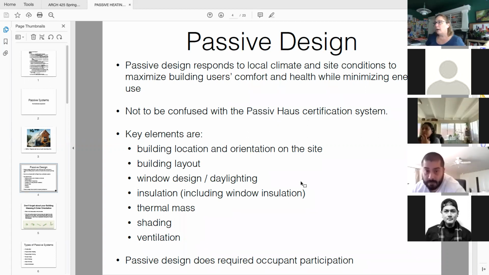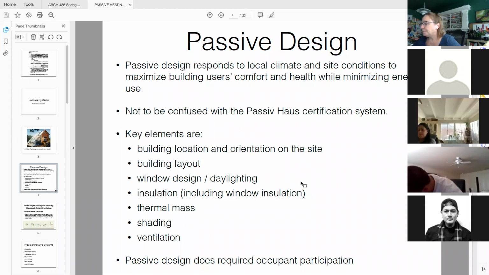One thing to note, passive design typically requires some level of occupant participation. That could be as simple as closing curtains at night to prevent heat loss back through the glazing, or closing of vents or doors or something. You have to make your users aware of what the design intent is and that they may need to interact with the space in some way.